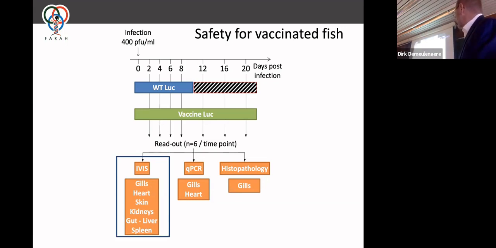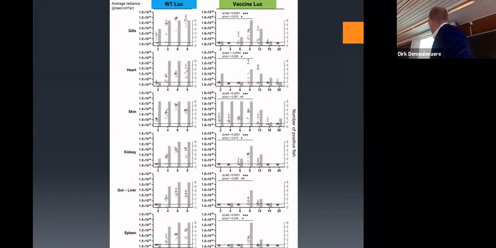That's quite a complex figure, a lot of work. I will explain it. So horizontally, you have the different organs analyzed: the gill, the heart, the skin, kidney, gut, liver, and the spleen. And vertically, the left represents the results obtained with the wild-type virus expressing luciferase, and on the right, you have the results obtained with the vaccine expressing luciferase. It's a very nice way to present the data. Every single symbol represents one fish, and as I mentioned, you take the symbol here, go here, you will find the results for the same fish.